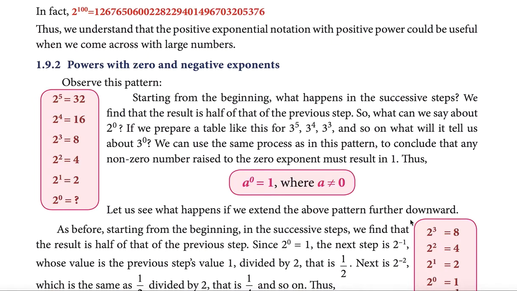what will it tell us about 3 power 0? 1. We can use the same process as in this pattern to conclude that any non-zero number raised to the zero exponent must result in 1. Thus a power 0 is 1, where a is not equal to 0.